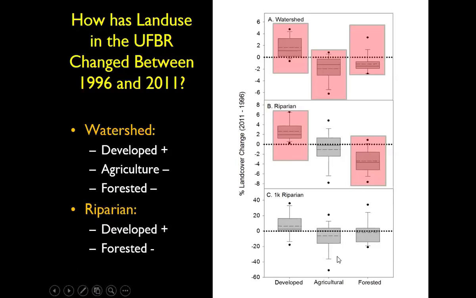Then we looked in the riparian zone, and we found a similar thing. The amount of developed land had significantly increased, whereas the amount of forested land had significantly decreased. So this is the difference, the percent in 2011 minus the percent in 1996. You can see in the riparian zone it was a little bit more, about 3%, but still pretty modest.